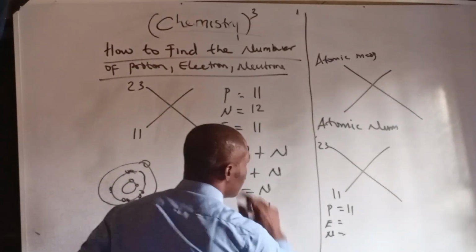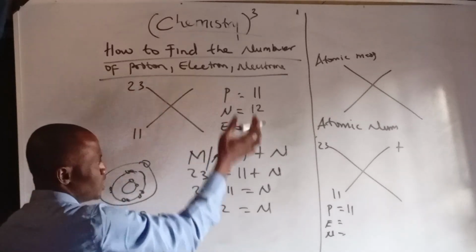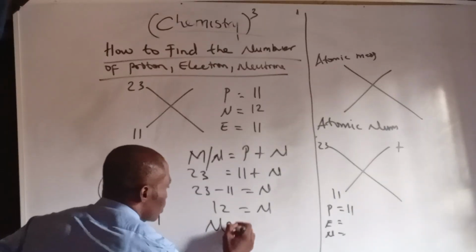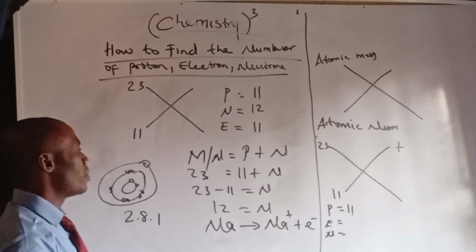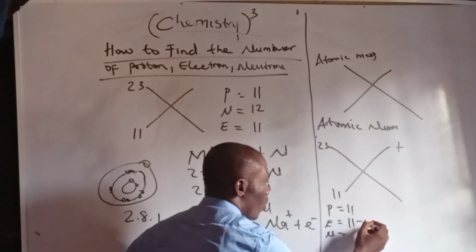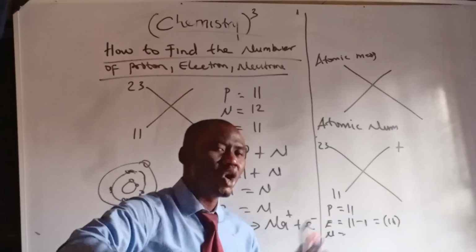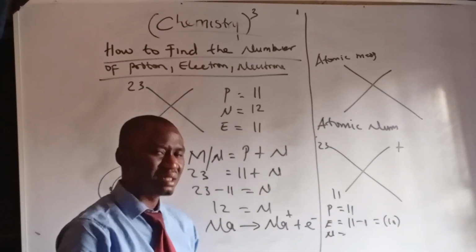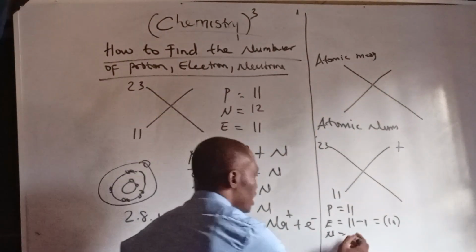All right. Now for the electrons, remember that there is a charge here. The previous one has no charge, so let's make this one have a charge. It's going to lose an electron. The sodium will lose an electron and become positively charged, and then becomes a sodium ion. So what is happening there is 11 minus 1, which is 10. Why is it 10? Because 1 electron is lost during ionization. So the number of electrons in this atom of the element is 10, not 11. Neutron number, of course, 23 minus 11 is 12.